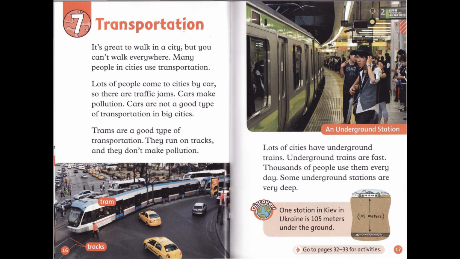Trams are a good type of transportation. They run on tracks and they don't make pollution. Lots of cities have underground trains. Underground trains are fast. Thousands of people use them every day. Some underground stations are very deep.